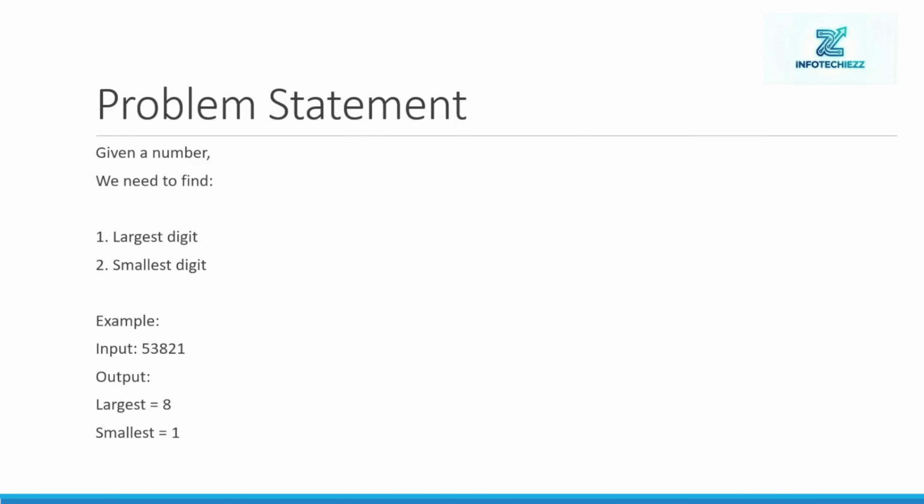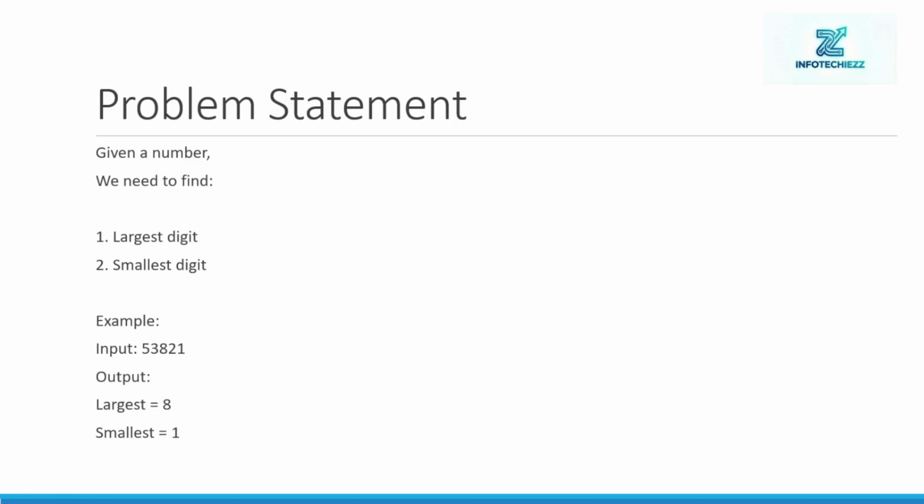So here is our problem statement. A number is given and we need to find the largest and the smallest digit. For example, if we have the number 53821, the largest digit is 8 and the smallest digit is 1. Basically, we need to check every digit inside the number.